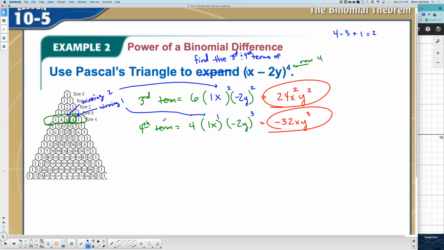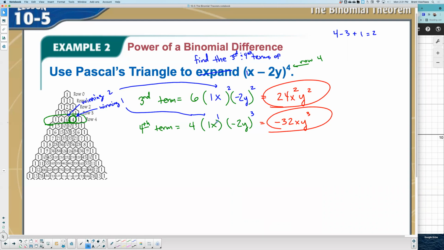Now, one more way I could have done finding this number here is you could have said for the powers, since the power is 4, 4 minus 4 plus 1. What's 4 minus 4? 0 plus 1. That's why that's a 1 there. You could have done it that way as well. So that's kind of a shortcut of how to find the terms.